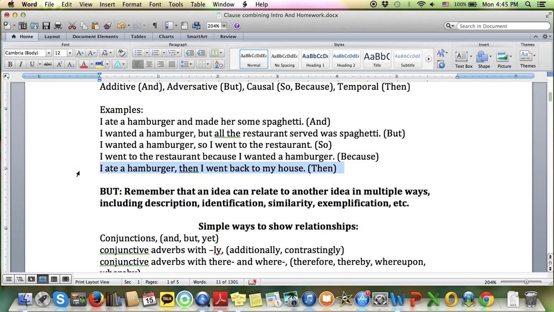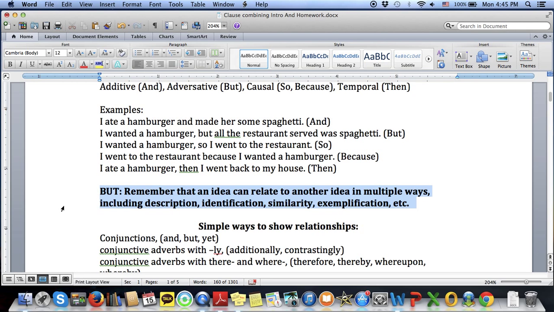Okay. I ate a hamburger, then I went back to my house. This just shows me sequence, time. In this case, I could also say, and then I went back to my house. With that in mind, though, again, we're not going to talk about then or and then right now because it's too complicated. What I wanted to show you with that, though, is that we have some pretty common ways of linking ideas together. And, but, so, because, then.